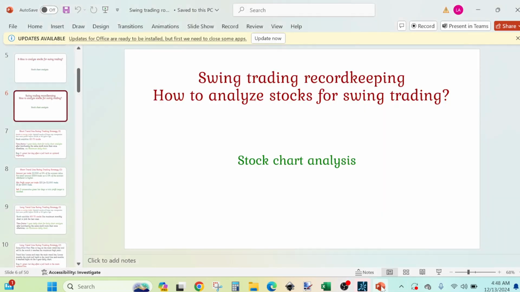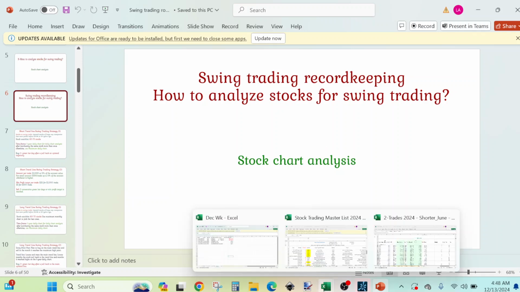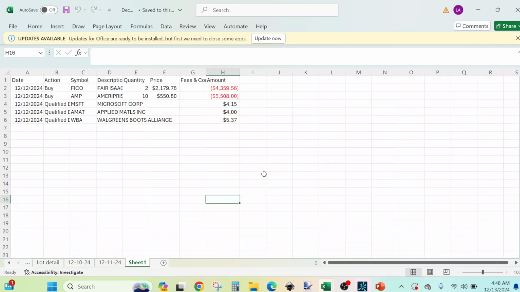Hello, swing trading record keeping. How to analyze stocks for swing trading. Those are the two things we are going to do in our swing trading daily routine. So first we are going to take a look at our daily stock transactions for December 12, 2024.